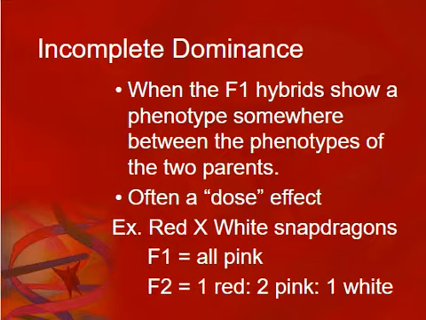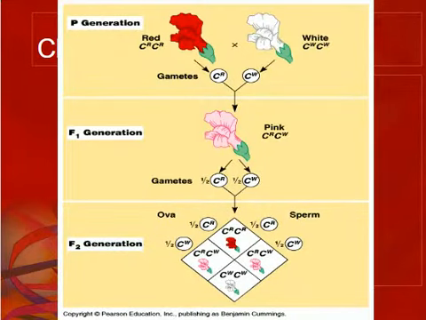That happens sometimes in nature. Snapdragons are kind of the classic example. If you take a red snapdragon and a white snapdragon, again, that are true bred, we know they're homozygous dominant and recessive, we get all pink flowers. So we truly get a mix of red and white. And then in the next generation, we get 2 pinks, 1 red, 1 white.